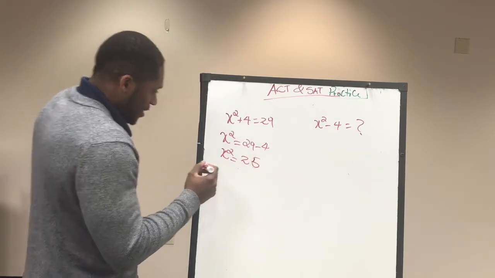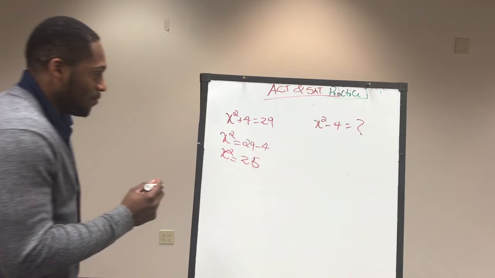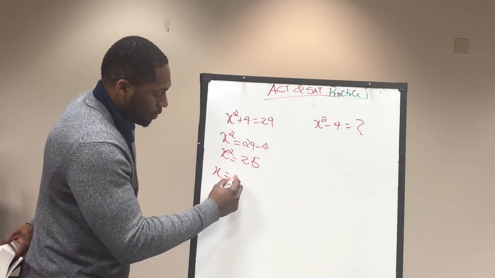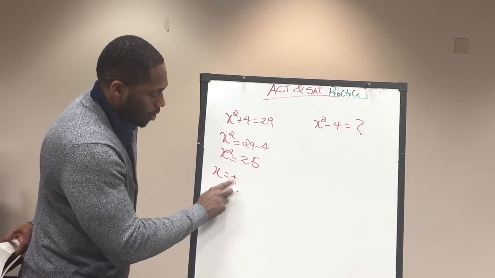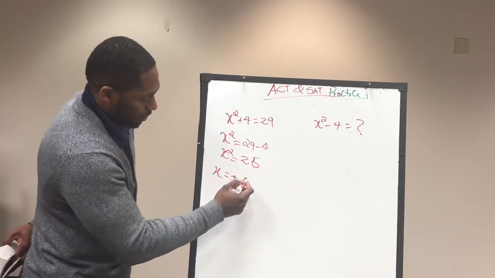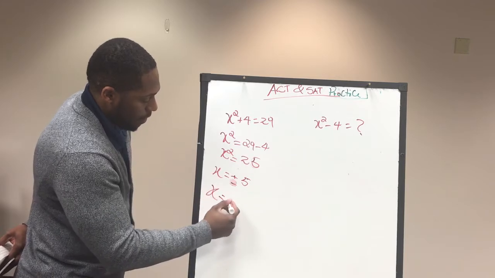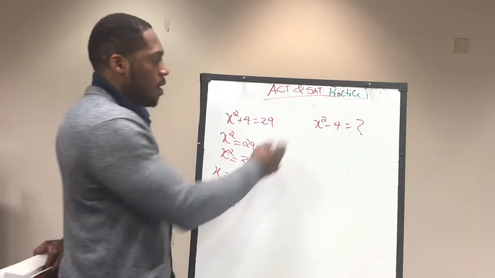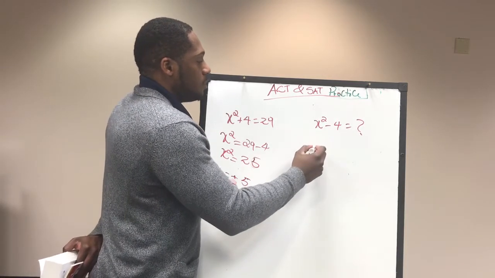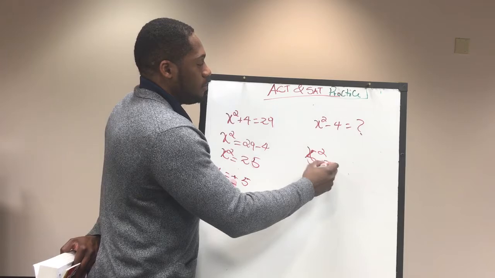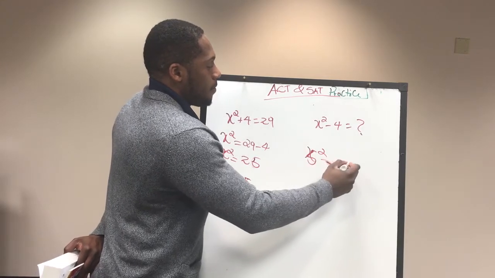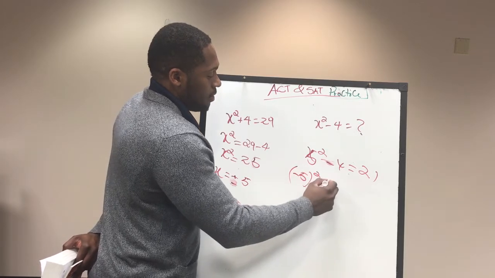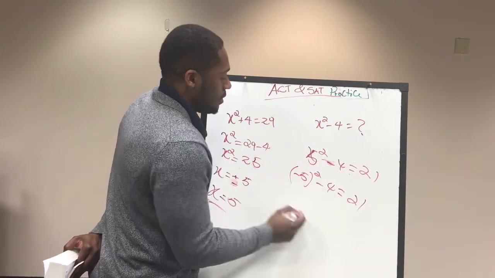29 minus 4 is 25. x is equal to plus or minus 5. In this case, we just want to use x equals 5. So x squared minus 4, 5 squared minus 4 is equal to 21. Or you could use negative 5 squared minus 4, which is also equal to 21.